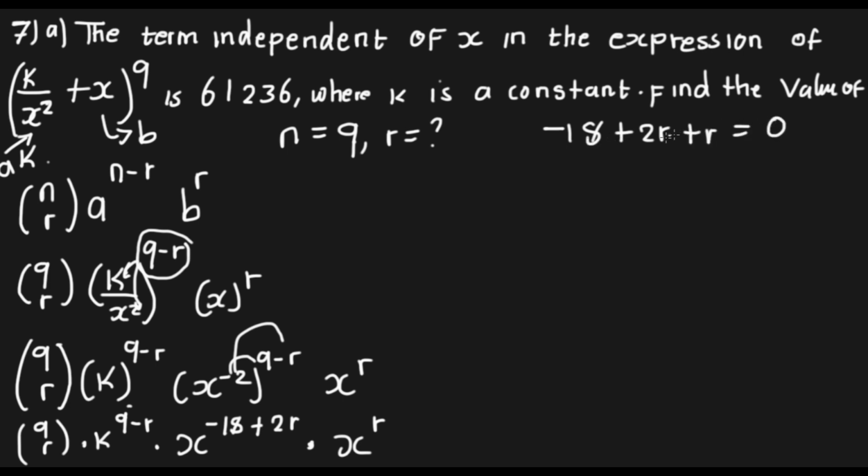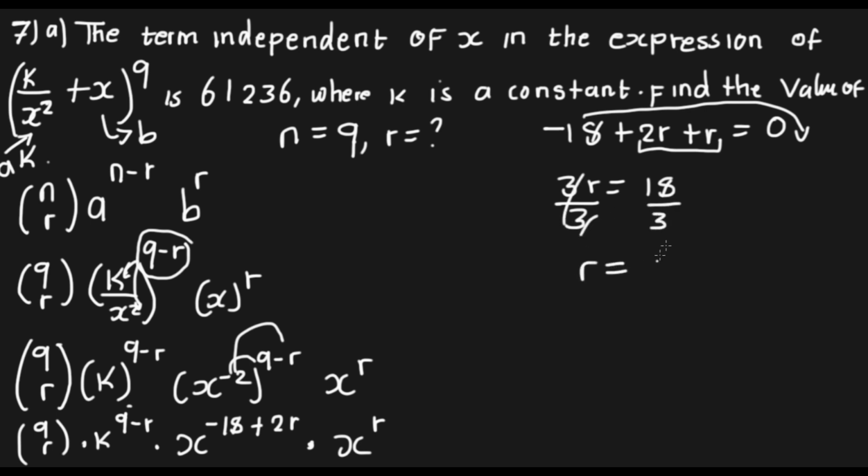Then we can add these two, giving us 3r is equal to, then I'm going to shift this number to this side, giving me positive 18. If we divide by 3, then what's our r? r is equal to 6. So we found the value of r, which is equal to 6.